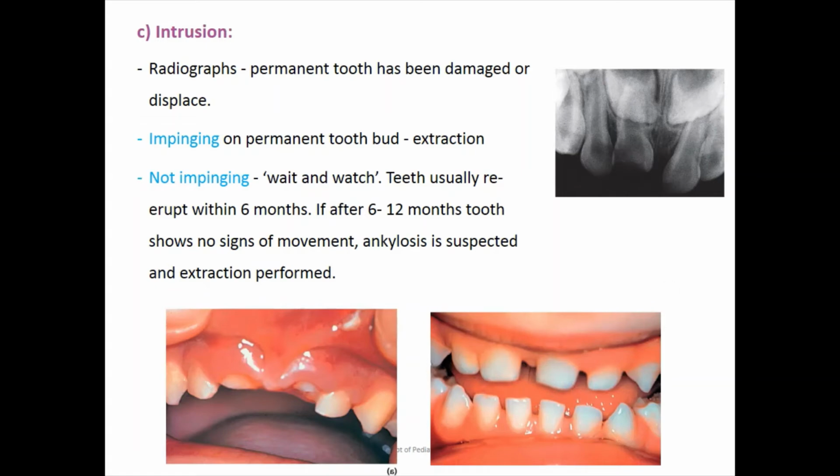So radiographs we need to take to see if the primary tooth is damaging the permanent tooth bud or not. If the tooth is impinging on the permanent tooth bud, we need to extract the primary teeth. But if it is not impinging, we need to wait and watch. It might be from 6 months to 12 months also. And if in the 6 to 12 months the tooth shows no signs of any movement, then we can suspect that ankylosis has occurred, and we need to then perform extraction.